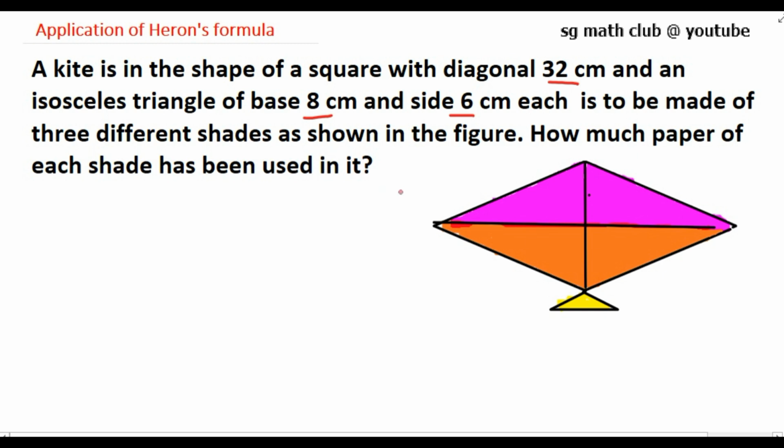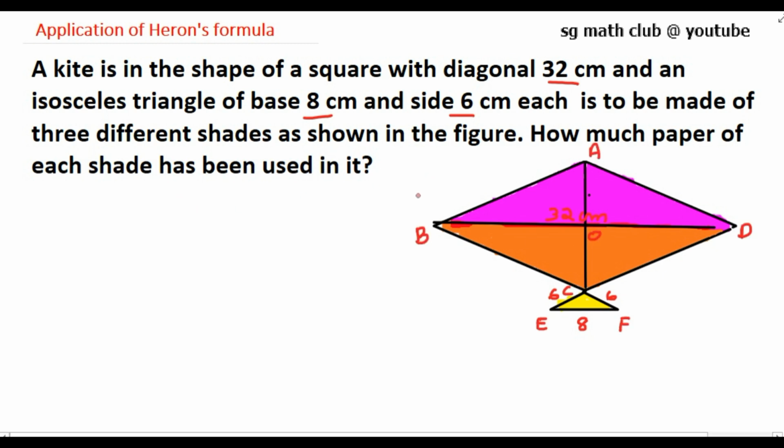You can see a square. Diagonal of the square is given as 32 cm. Again you can see an isosceles triangle at the bottom. Base of the isosceles triangle is given as 8, and we know in an isosceles triangle 2 sides will be equal. So these 2 sides are 6 cm. Now we need to find how much paper of each shade has been used to prepare this kite.